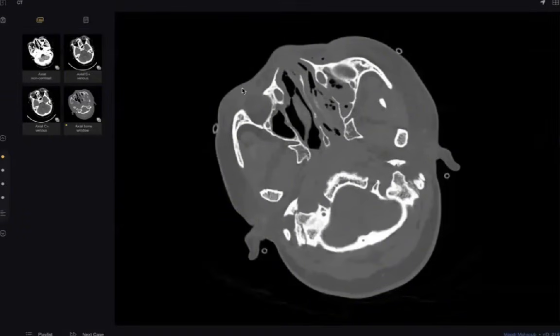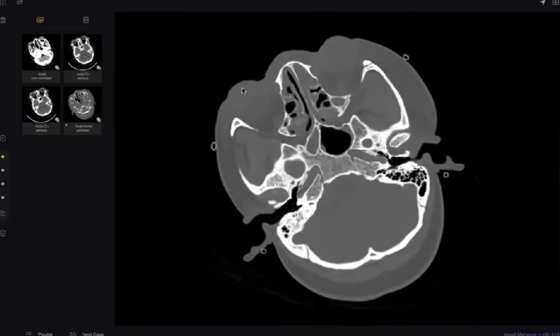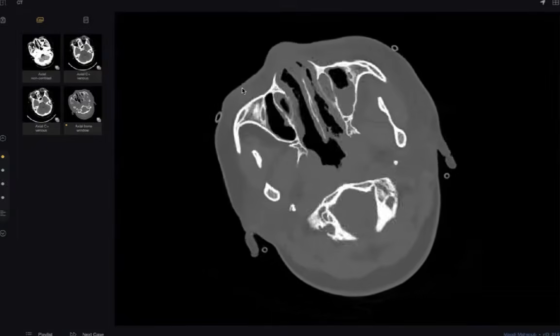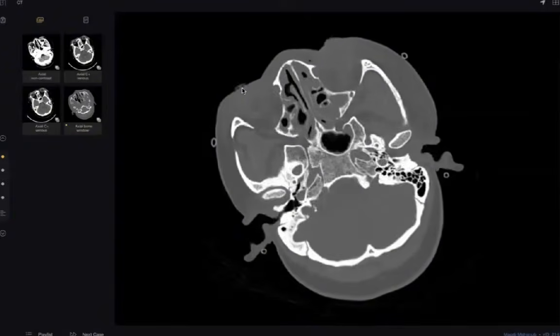So my differential at this point is extensive sinusitis with orbital cellulitis, given the air within the preseptal space. This could be fungal. I would like to compare with the previous, if available, and proceed for MRI for further characterization and assessment.